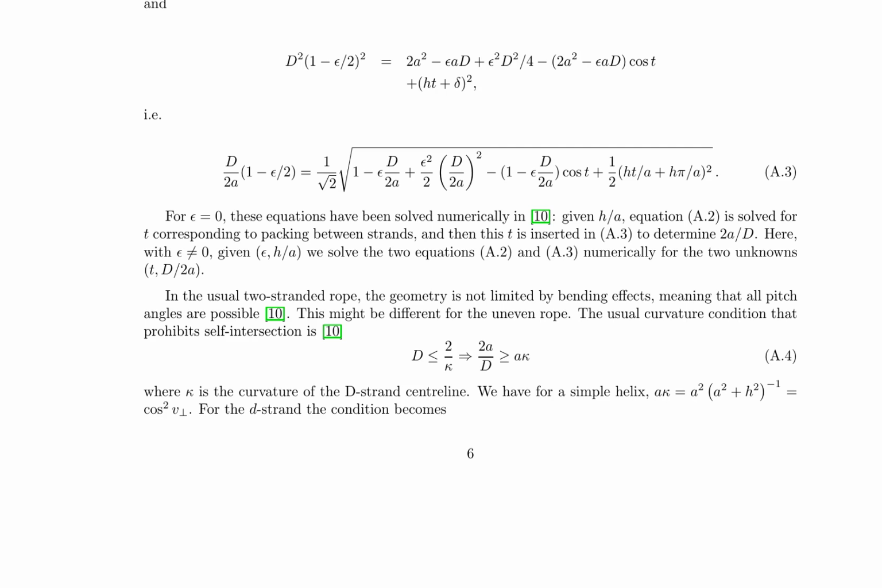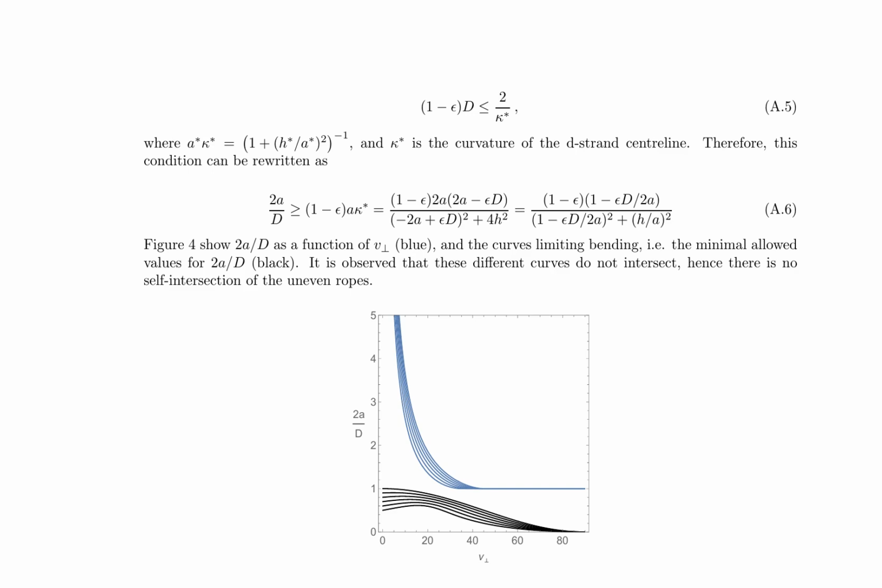For ε equals 0, these equations have been solved previously, but for ε not equal to 0, both equations must be solved simultaneously. The curvature condition to prevent self-intersection is also modified for the uneven rope, becoming D is less than or equal to 2κ, which can be expressed in terms of the pitch angle. The condition for the uneven rope to avoid self-intersection is derived, resulting in the inequality (1 minus ε)D is less than or equal to 2κ*, where κ* is the curvature of the D-strand centerline.